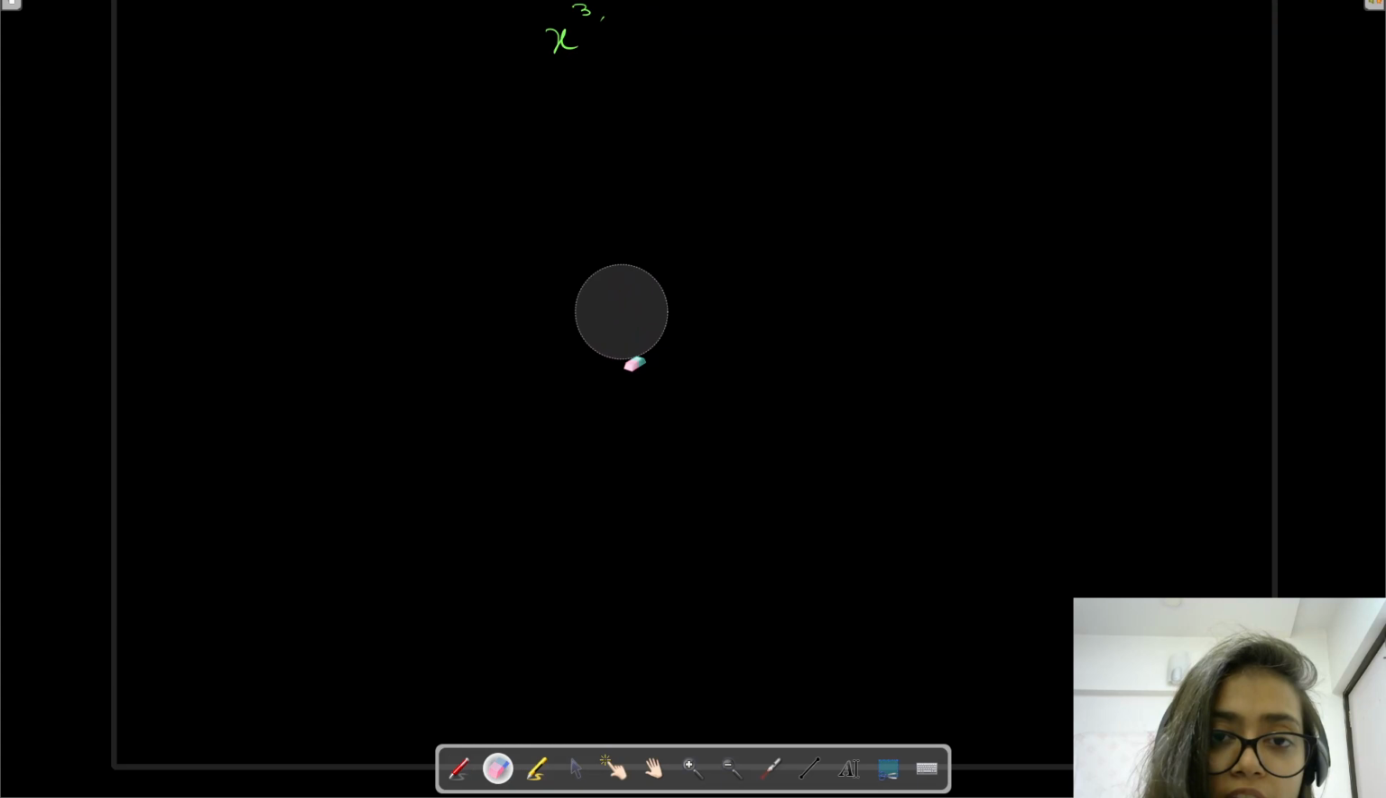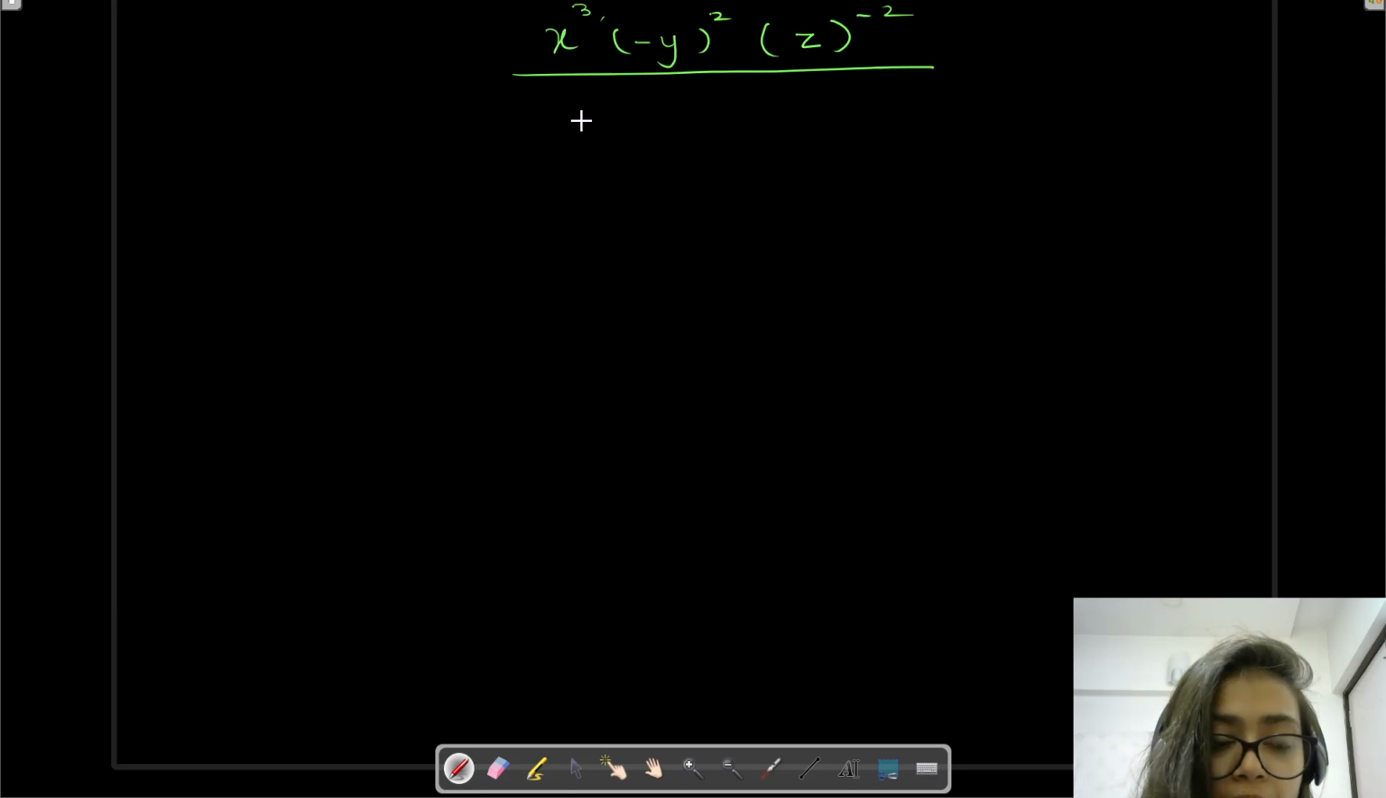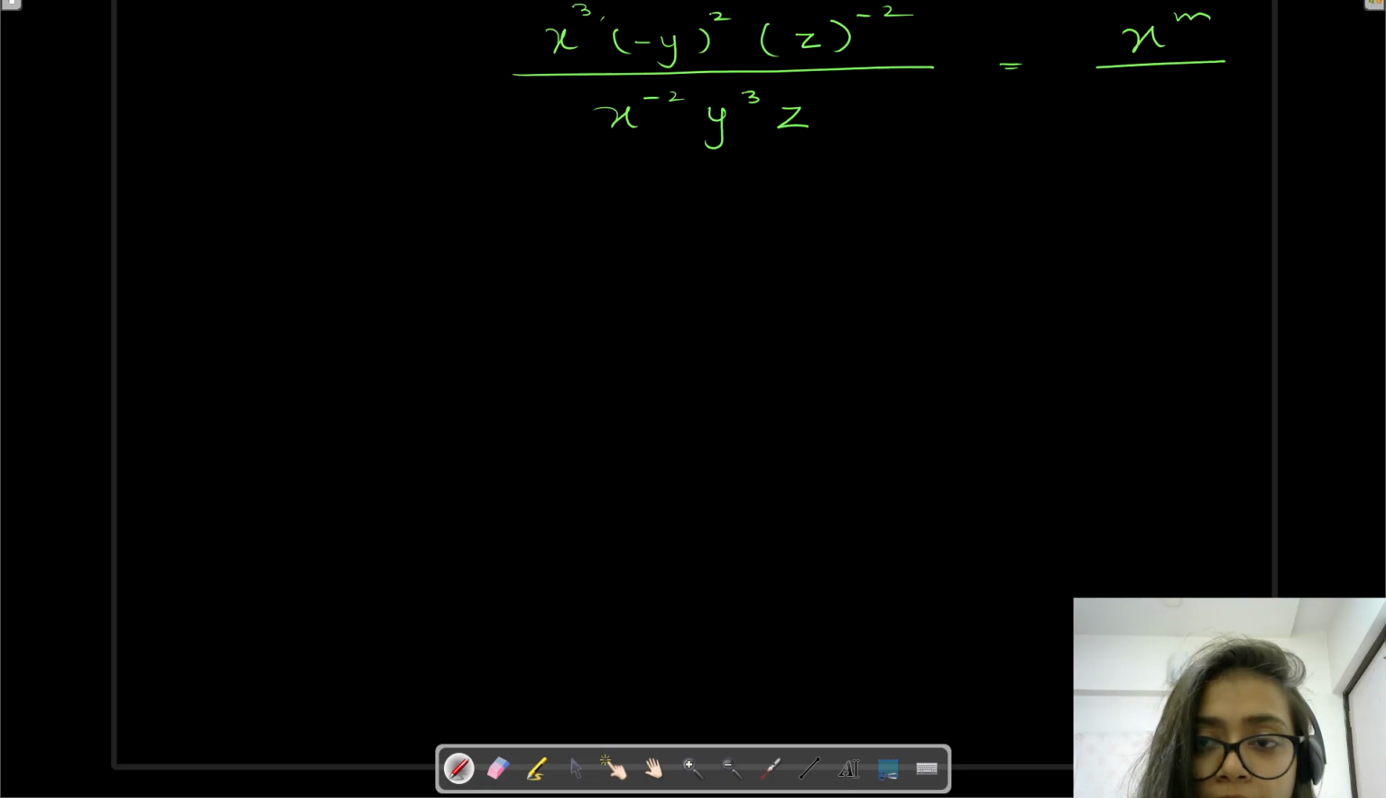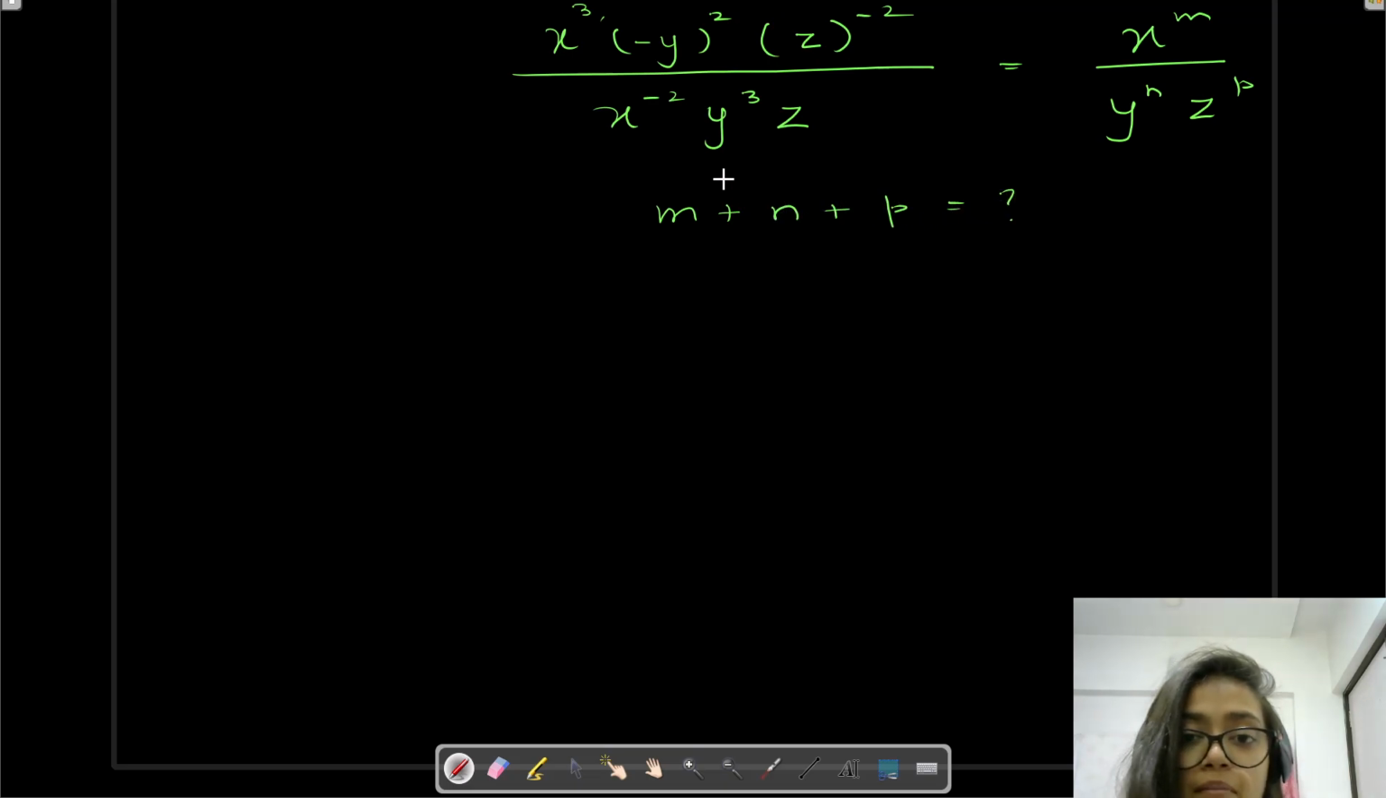Alright, so first we have x raised to 3, negative y raised to 2, z raised to negative 2, whole over x raised to negative 2, y raised to 3 times z. This is all equal to x raised to m over y raised to n times z raised to p. We have to find out the value of m plus n plus p.